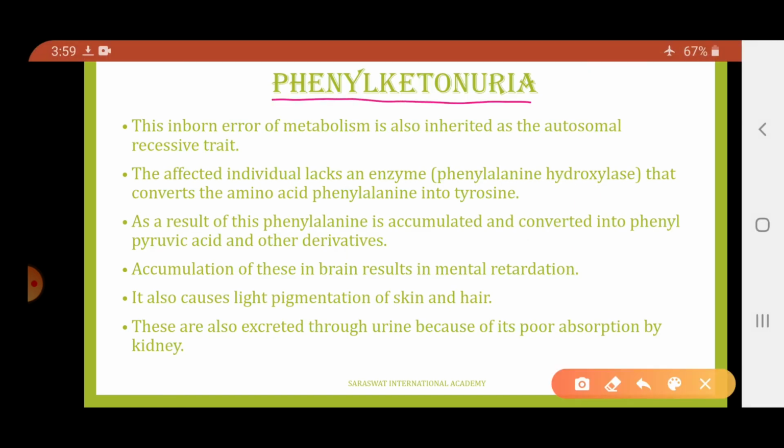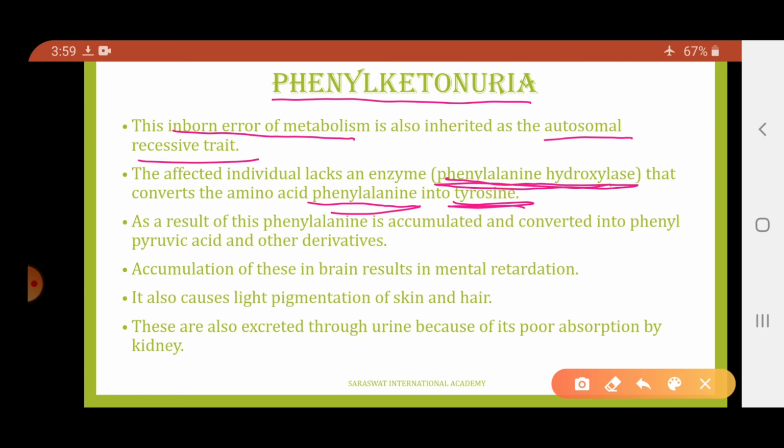Now next disease is phenylketonuria. Again it is an inborn error of metabolism where there is an autosomal recessive trait. Autosomal recessive means normal is dominant over the affected one, and genes are on autosomes, so both males and females may be affected. Now here there is a chemical called phenylalanine, and phenylalanine gets converted into tyrosine in the presence of the enzyme called phenylalanine hydroxylase.